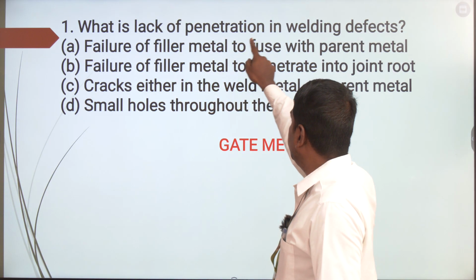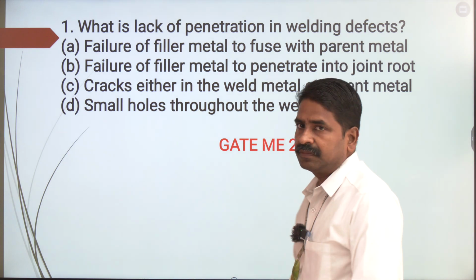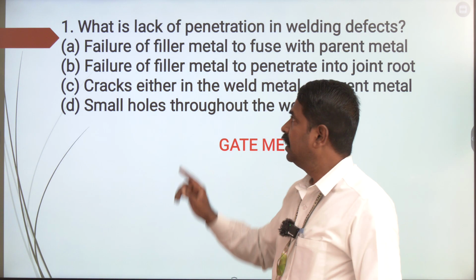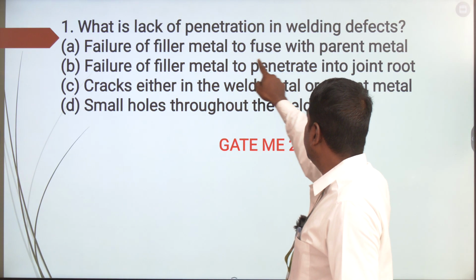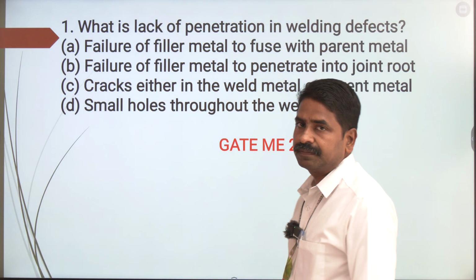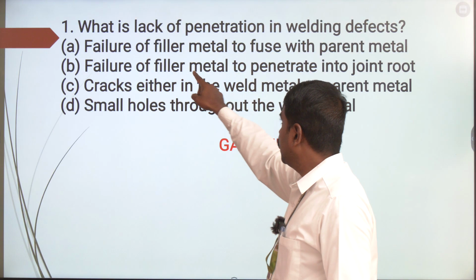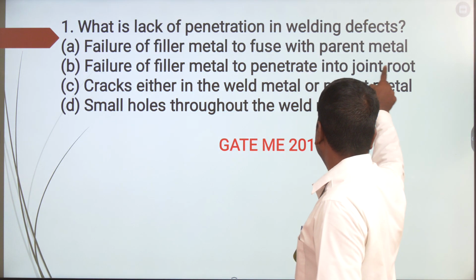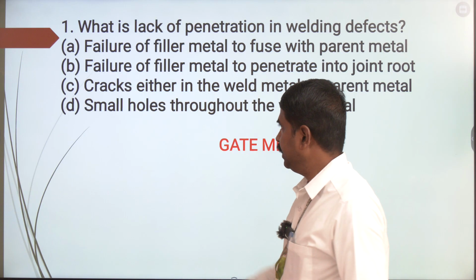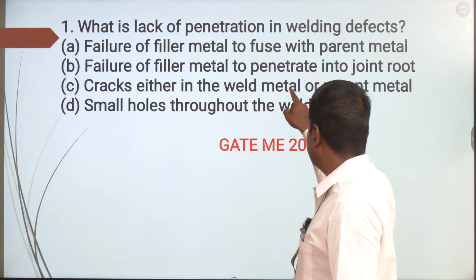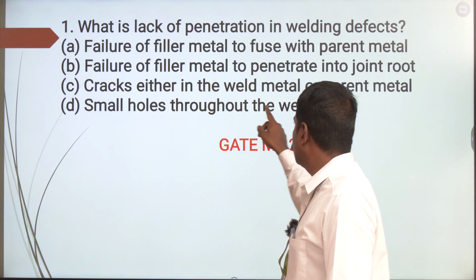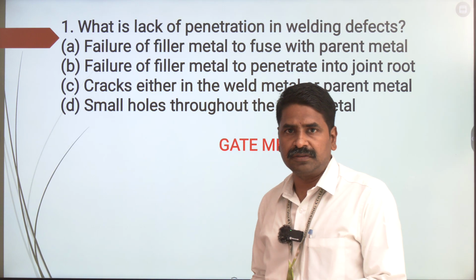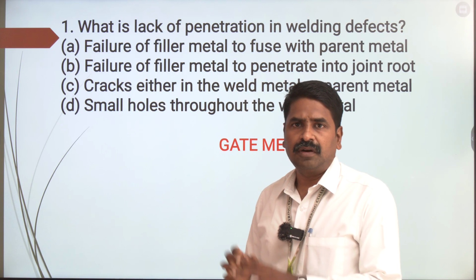What is lack of penetration in welding defects? So the question is, what is lack of penetration in welding defects? Option A, failure of filler metal to fuse with the parent metal. Option B, failure of filler metal to penetrate into joint root. Option C, cracks either in the weld metal or parent metal. Option D, small holes throughout the weld metal. So this is the question which has been asked for 1 mark, and you have to give the correct answer.